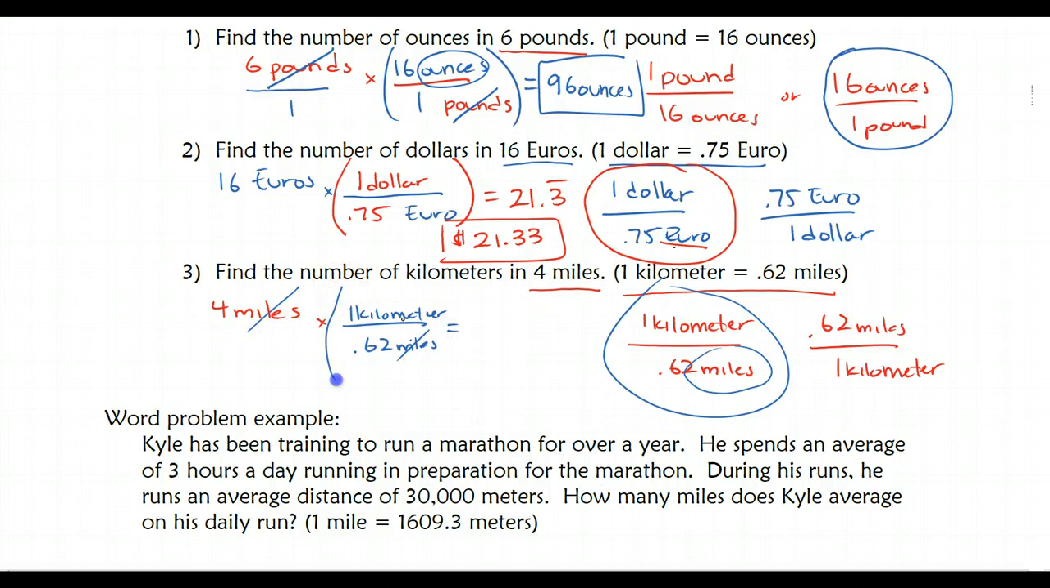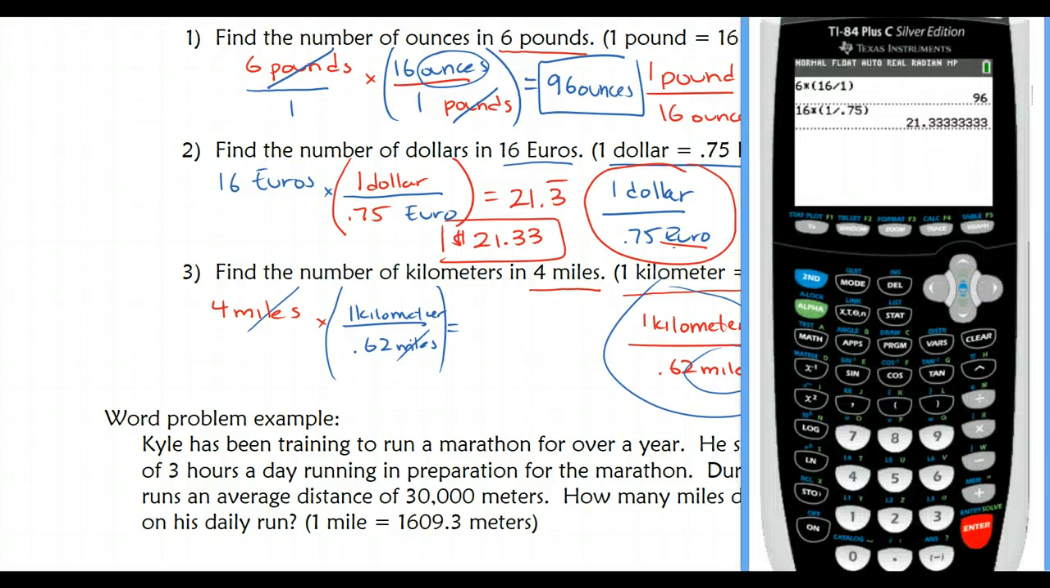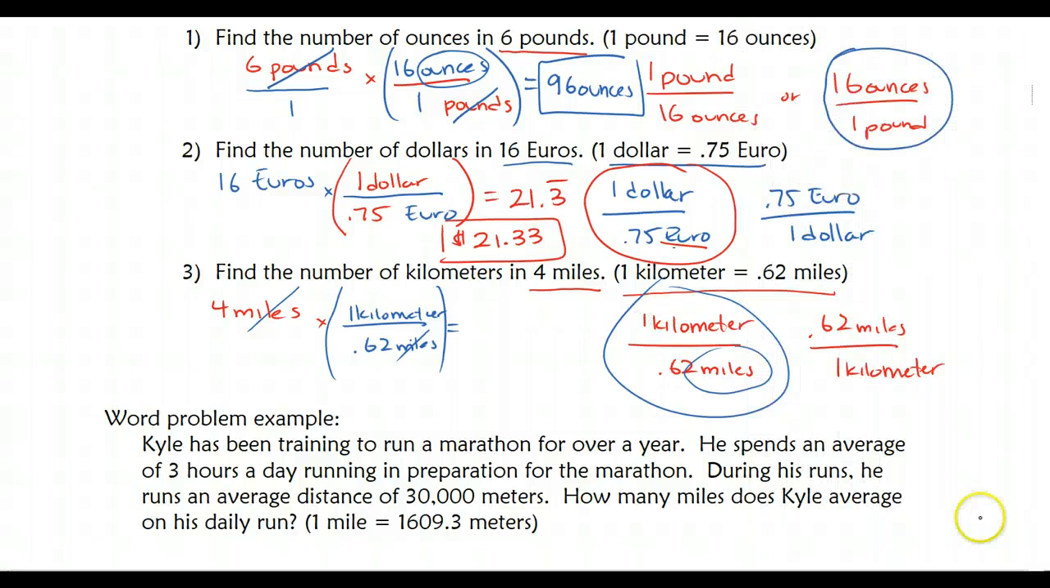Remember, we want to put this in parentheses because it's a fraction. Let's go to our calculator and let's type this in. So we have 4 times, in parentheses, 1 divided by 0.62. Hit parentheses again, and now we can hit enter, and we get 6.45. So we have 6.45 kilometers in about 4 miles.